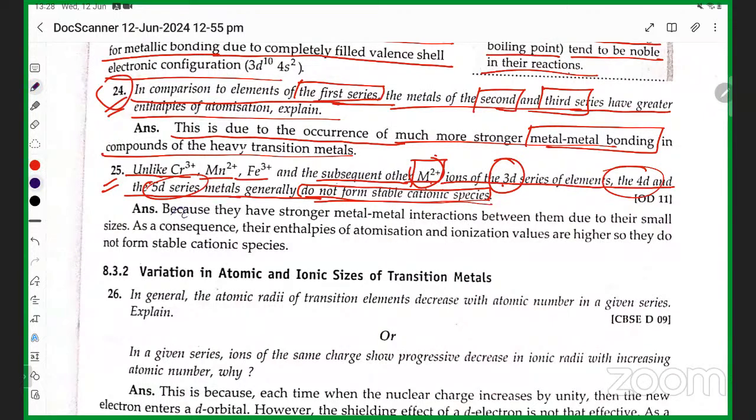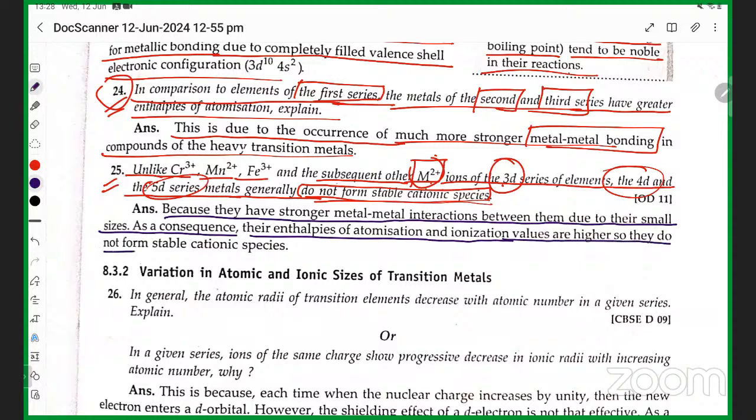The reason they give is that there is a strong metal-metal interaction between them due to the small size. As a consequence, the enthalpy of atomization and ionization values are higher, so they do not form stable cations. Since ionization enthalpy is high, they require more energy, so they are not going to form this type of ion. The reason is high ionization energy.